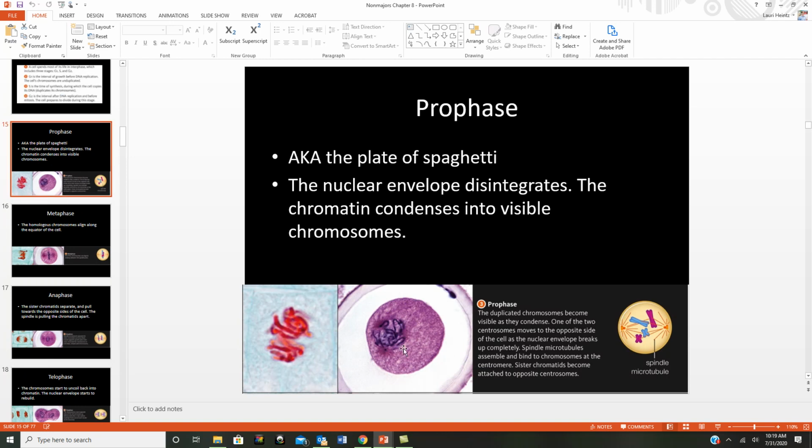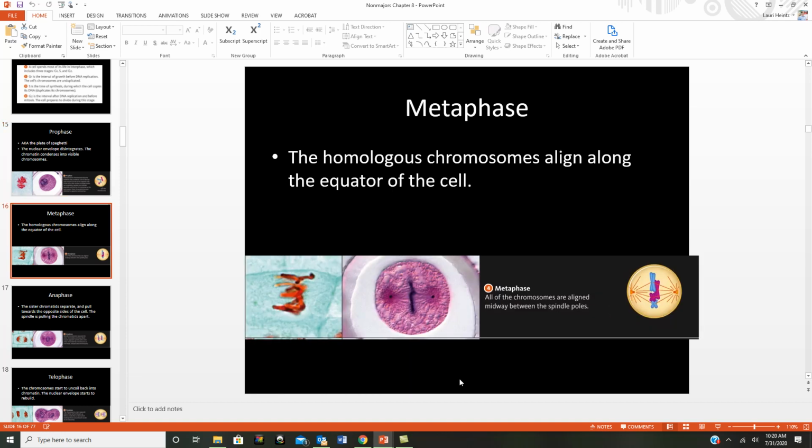So plant cell, animal cell, and prophase. Again, this is what I called the plate of spaghetti phase, and so you can see the chromosomes. This was, again, just taken with a much better microscope than what we have in our labs, and so that's why it's so much clearer what's happening there. Metaphase, they line up in the middle.